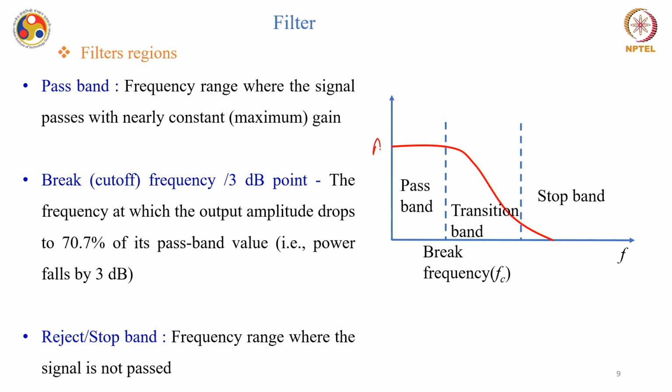So, say if the pass band value is A, then this is around 70.7% of A, and this is the value that I was just mentioning for the break frequency or the cutoff frequency. You can say that the power falls for this particular signal by 3 dB at this particular point. Then you have a reject band or a stop band.